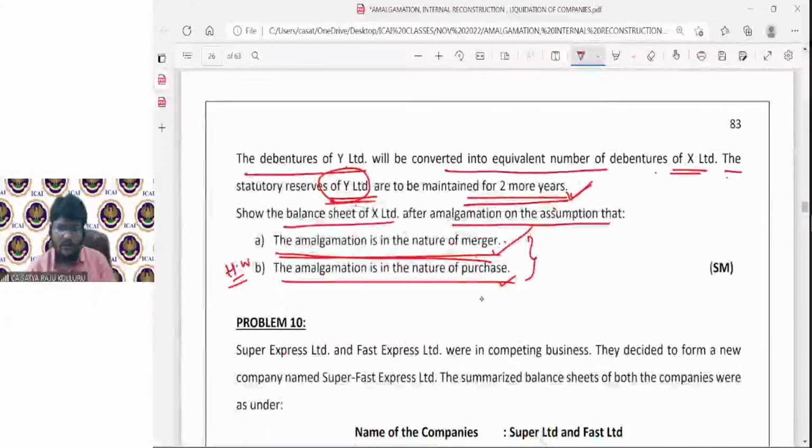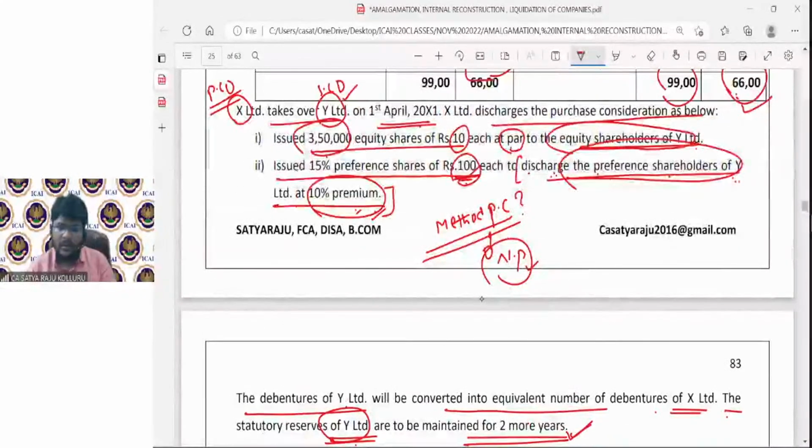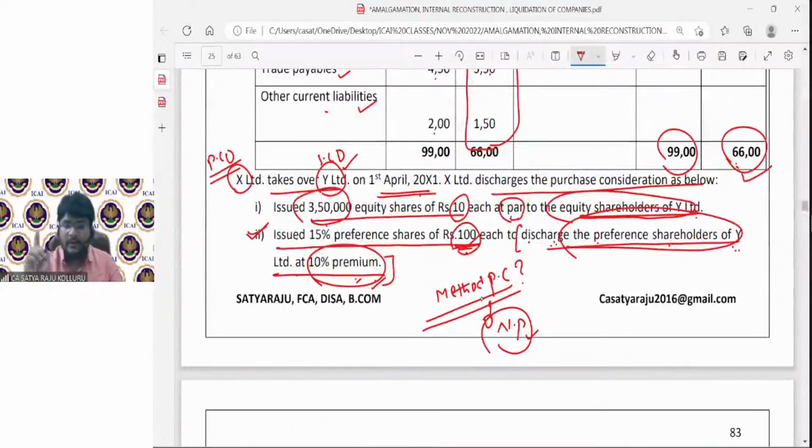Somewhat one person asked that question. Yeah, that is related to preference shareholders. Please concentrate. This is related to preference shareholders. How is the sentence given?